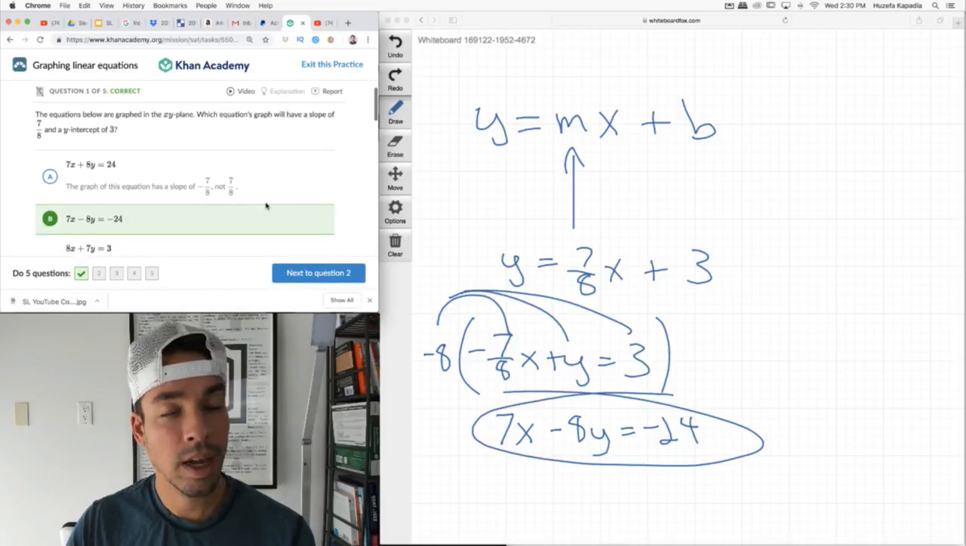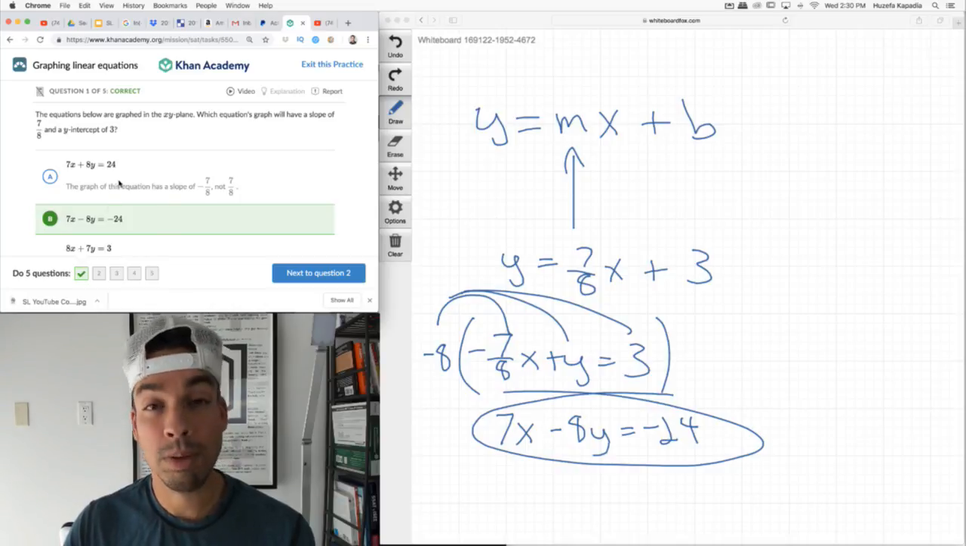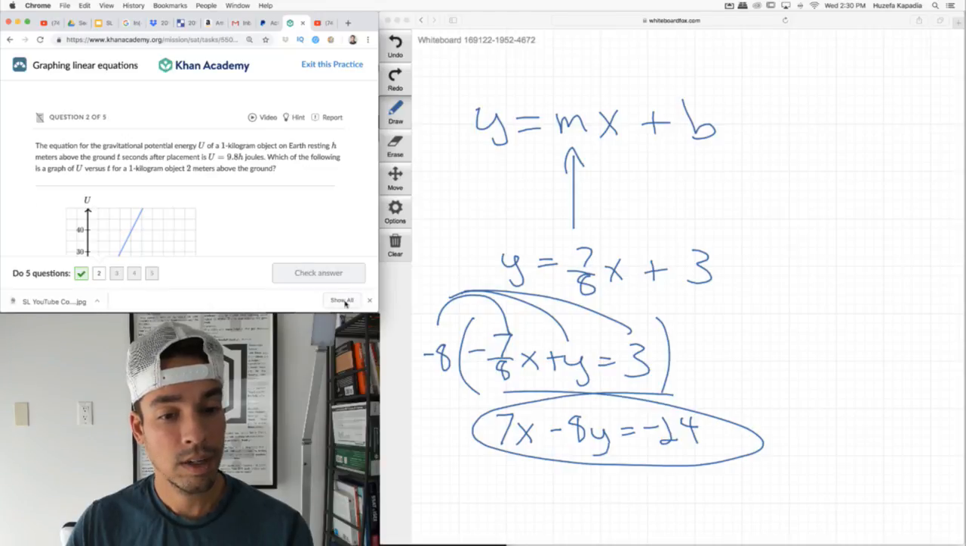Now, even if you didn't recognize that it was in standard form, you could go backwards and take each one of these equations and put them into slope-intercept form. It's just a little longer. All right, next.